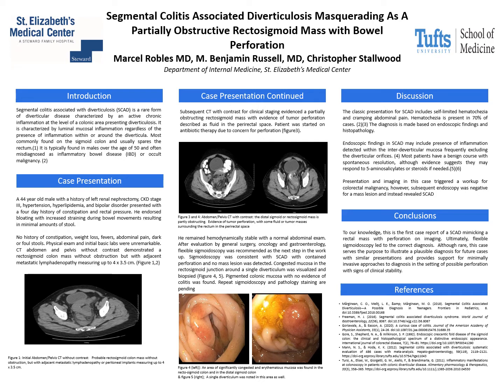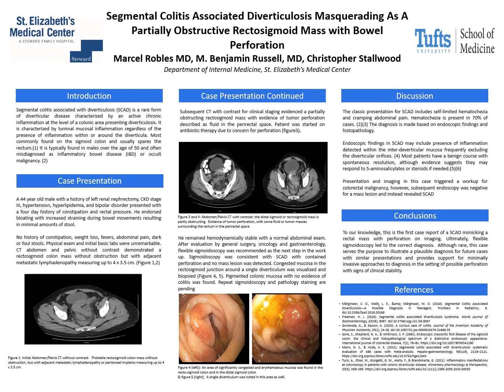In regards to physical exam, it was only noteworthy for morbid obesity upon inspection. In regards to his initial evaluation, in the CBC it was noted that he had normocytic anemia. He had a normal chemical panel, normal chest x-ray, and a non-contrast CT abdomen pelvis was ordered. In it, we see a probable rectal sigmoid colon mass without obstruction, but with adjacent metastatic lymphadenopathy or peritoneal implants measuring up to 4 times 3.5 centimeters.